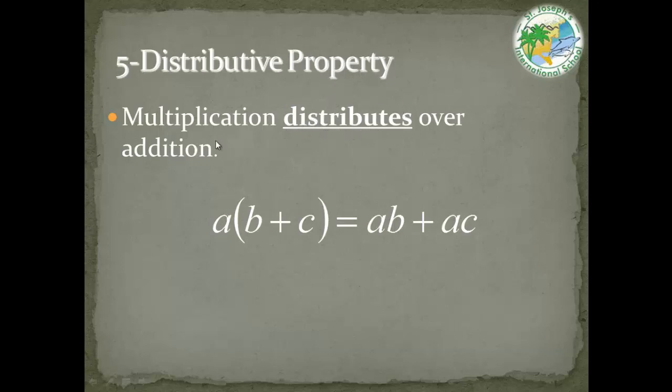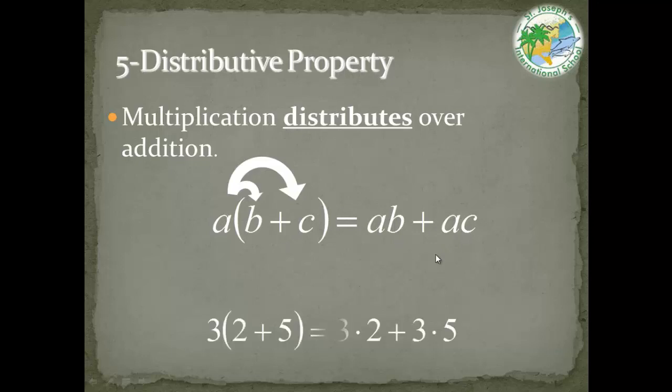It distributes over addition. How? A times the quantity B plus C equals AB plus AC. How? Multiply A times B plus A times C. This is the meaning of the distributive property. A times B plus A times C, which we studied before. Equals A times B equals AB, plus A times C equals AC.